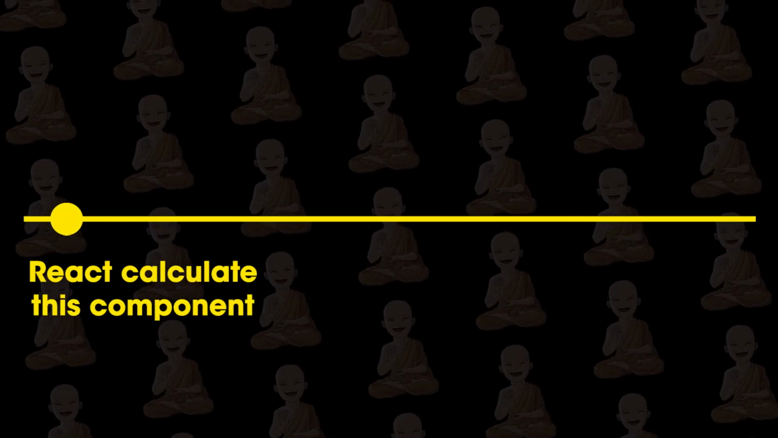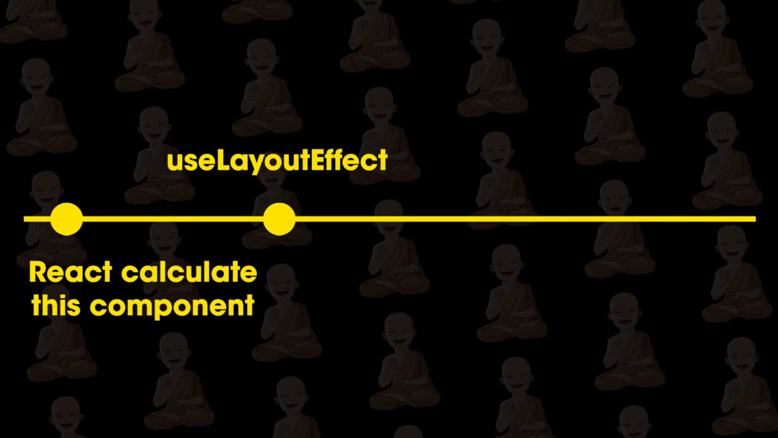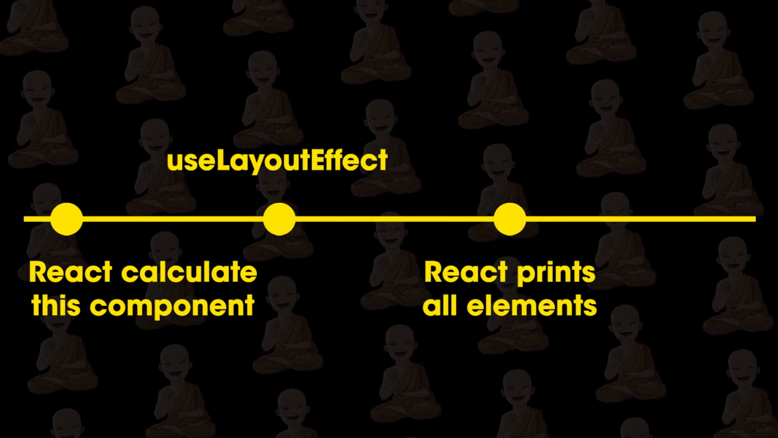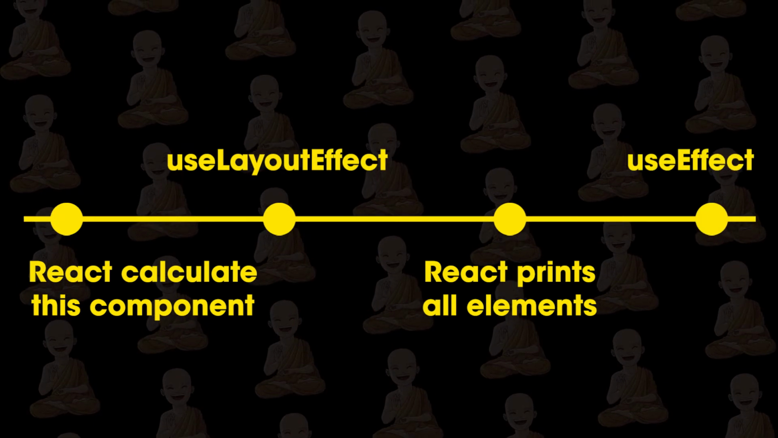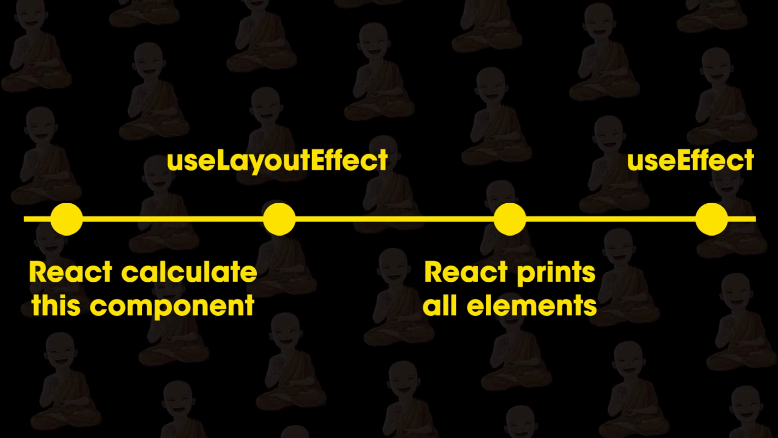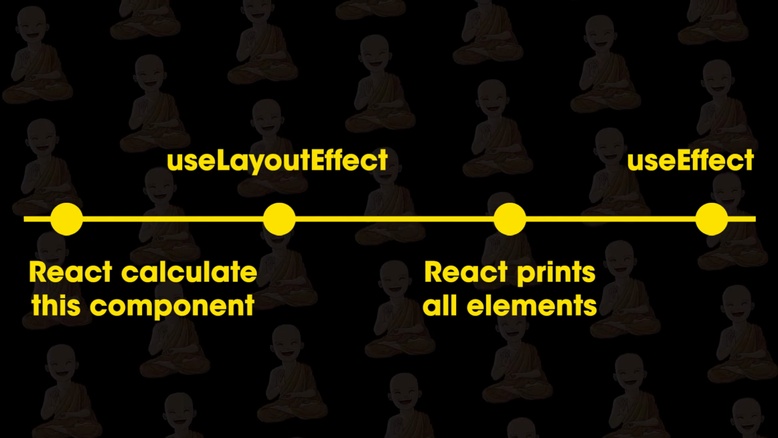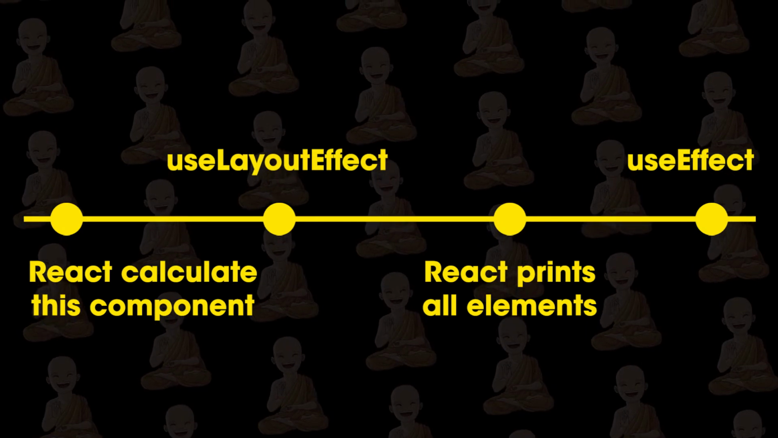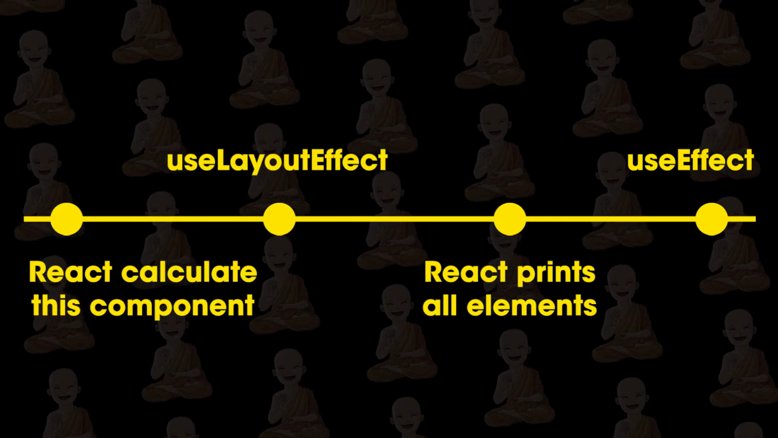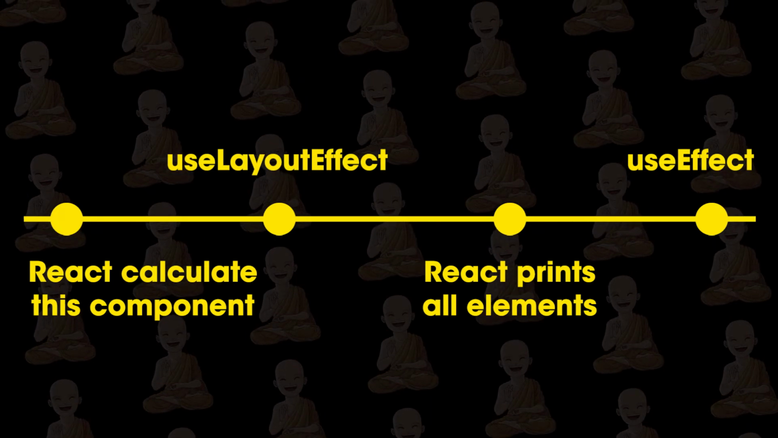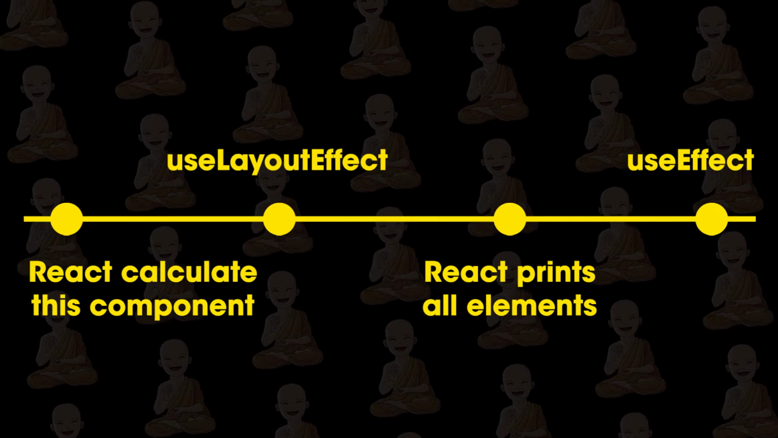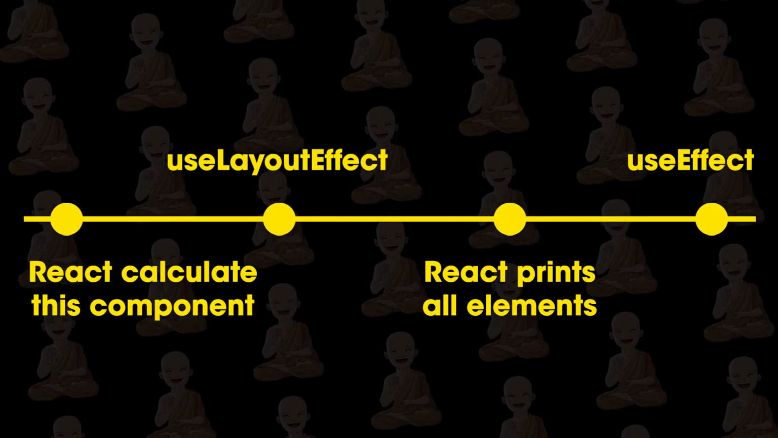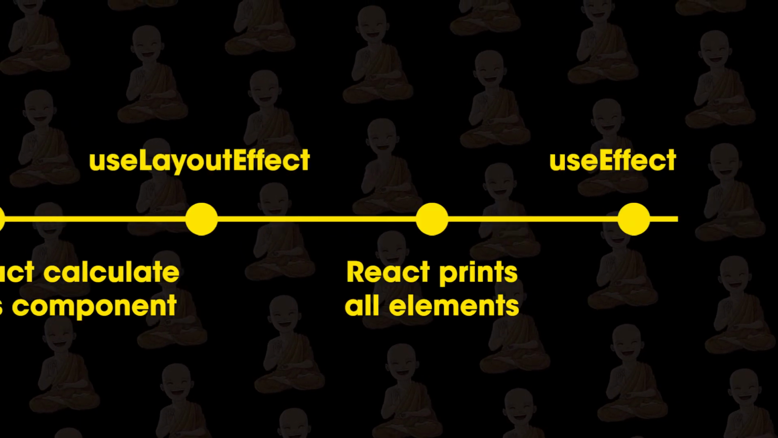So the workflow is, first React calculates all these components, and then useLayoutEffect will run, then React prints all elements on the DOM, and at last useEffect will run. But this process is very fast, and that's why we can't see it live. So 99% of the time we use useEffect in our project. If useEffect is not working as we want, only then we try useLayoutEffect. Now let's see the most common use case of useLayoutEffect.